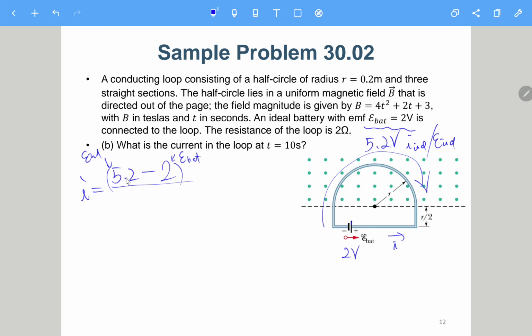After subtracting, this is just like the potential difference. We are using Ohm's law: the potential difference over the resistance. The resistance for the whole loop is 2 ohm, equals I. So it's nothing but Ohm's law. 5.2 minus 2 is 3.2, over 2 is 1.6. So we need to be careful about the direction. It is easy to make mistakes.